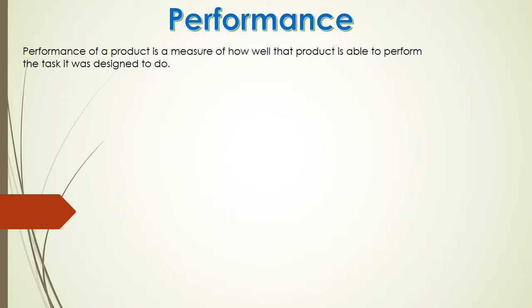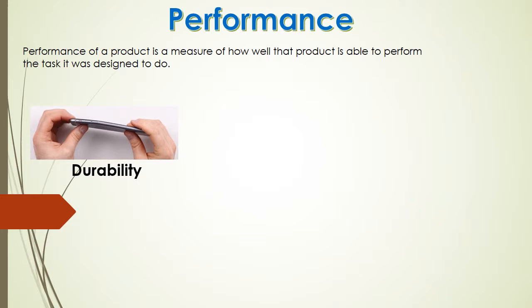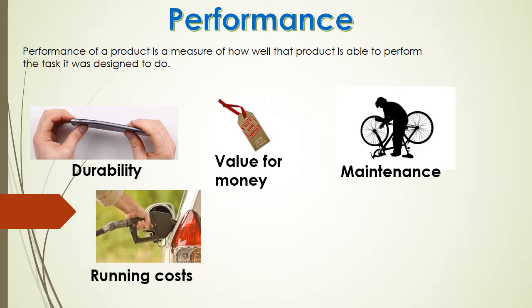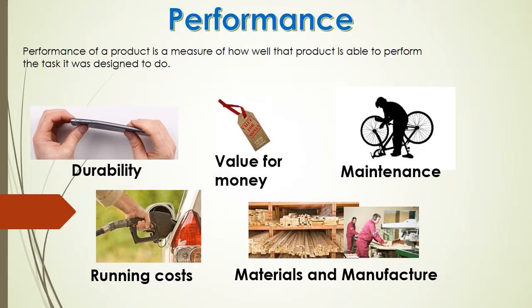In your higher design and manufacture course, there are a number of aspects of performance that you need to learn, and these aspects will affect the performance of a product. These aspects include durability, value for money, maintenance, running costs, and materials and manufacture.